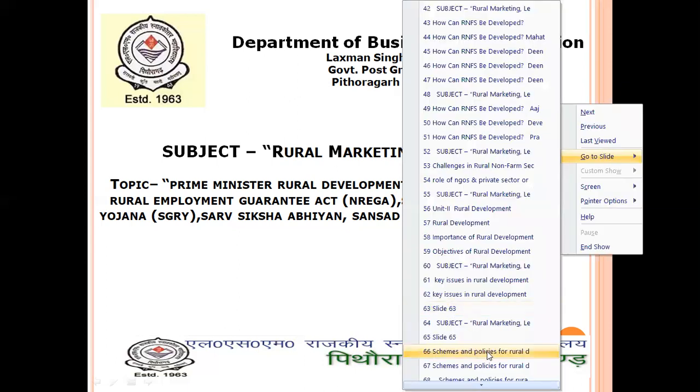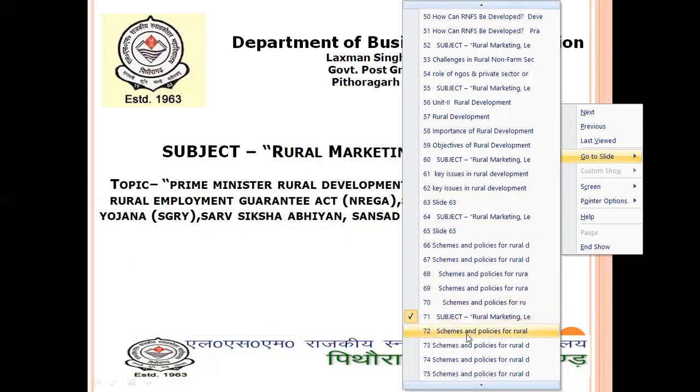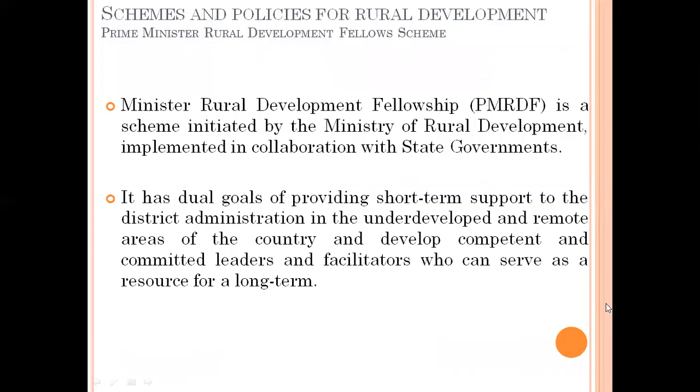As the name is suggesting, it is a fellowship scheme for rural young people. Okay. And this scheme, Pradhan Mantri Rural Development Fellowship Scheme, is an initiative of Ministry of Rural Development, Government of India, and it is implemented in collaboration with state government. So state government does the implementation part, and the focus of the program is on reduction of poverty and improving the life of people in rural India.